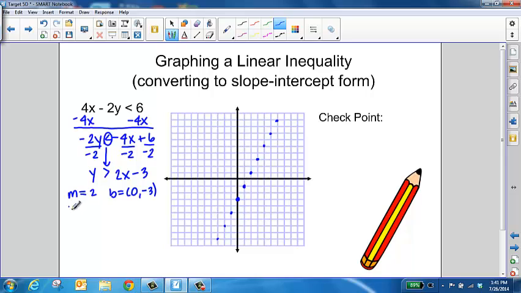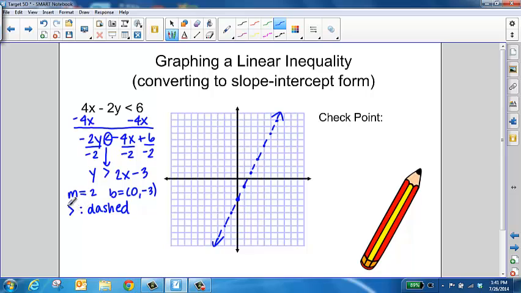And then you want to look at the sign that you have. We have a greater than sign. Since there's no equal to piece, that means that we are going to be drawing a dashed line. So you want to extend that dashed line all the way across your graph.